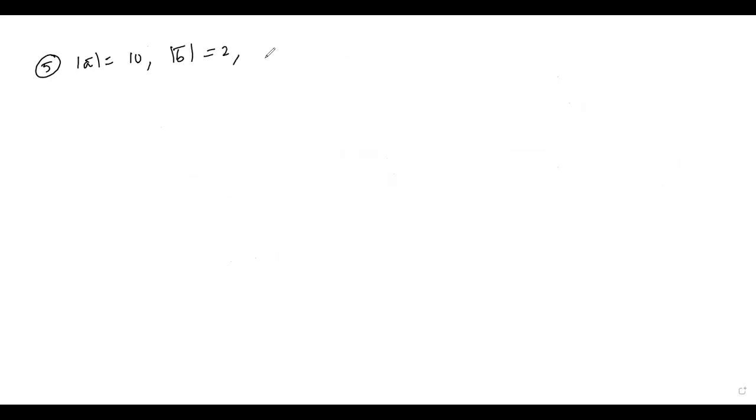Magnitude of B bar is 2. And also they given A bar dot B bar is 12. We need to find mod of A bar plus B bar. We know the relation between dot product and cross product: (A bar dot B bar) whole square plus (mod of A bar cross B bar) whole square is equal to mod A bar square into mod B bar square.